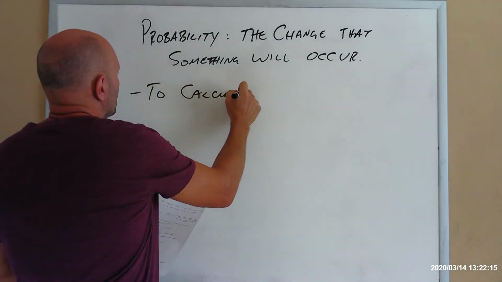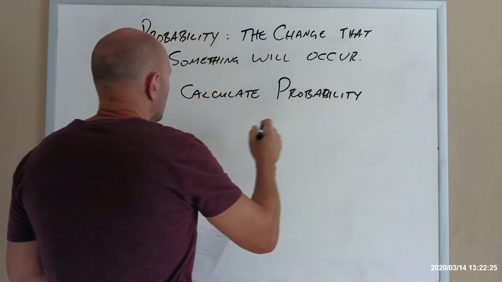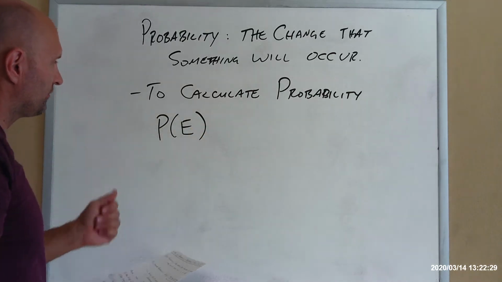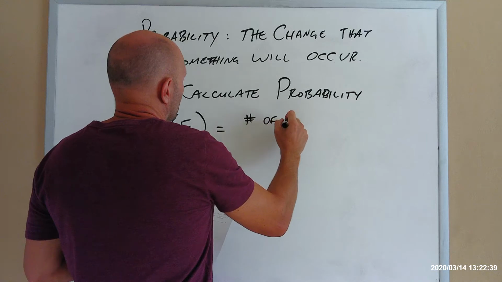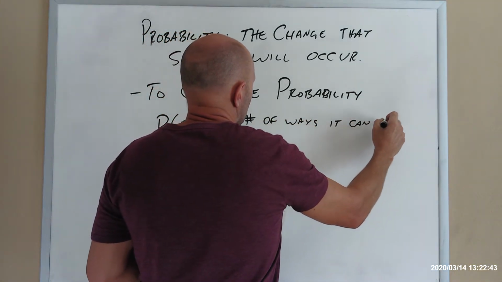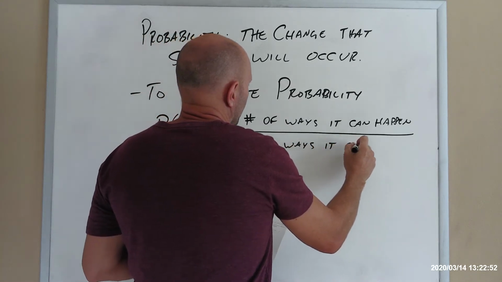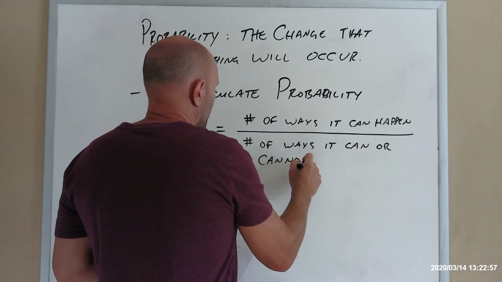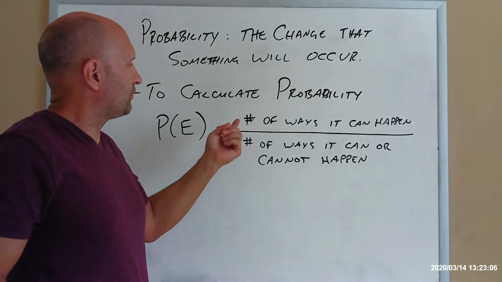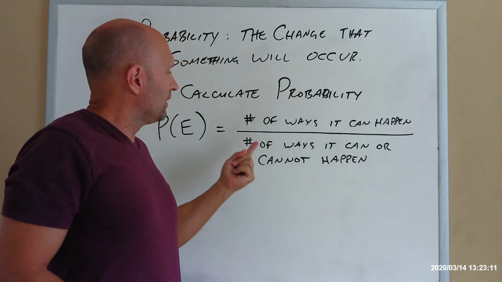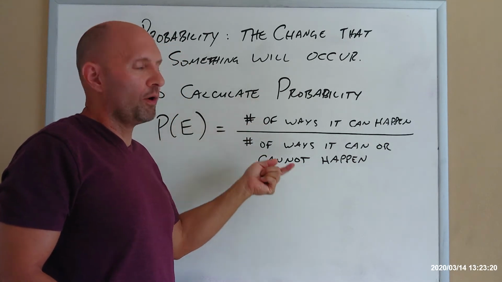So to calculate probability, we have the following. The probability of E, some event happening, is the number of ways it can happen divided by the number of ways it can or cannot happen. So again, if we're flipping a coin, what's the chance that we get a heads? Well, what's the number of ways that it can happen? Only 1, we get a heads. What's the number of ways that it can or cannot happen? Well, it can be a heads or it can be a tails. Therefore, there's 2 ways there. So it would be 1/2.